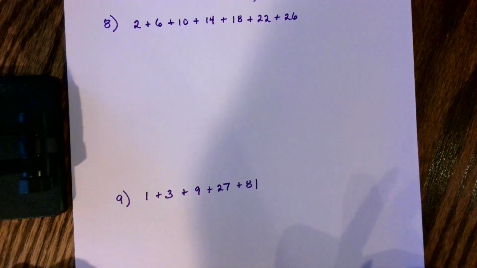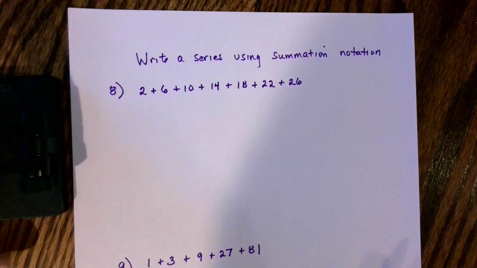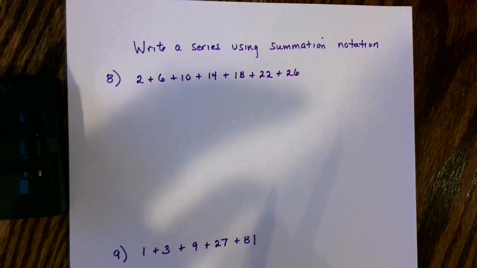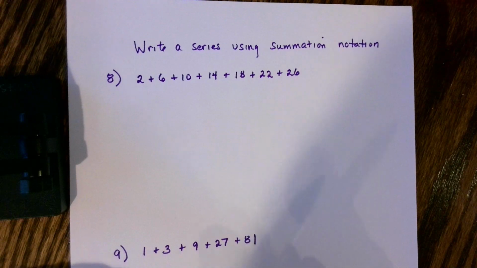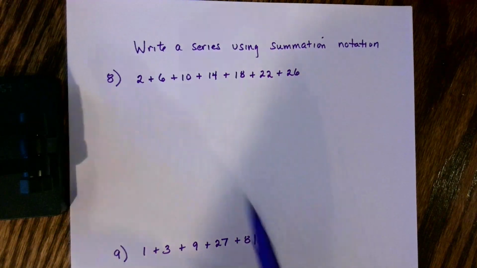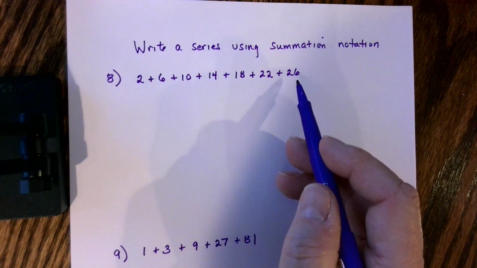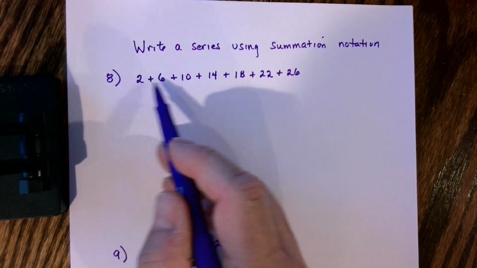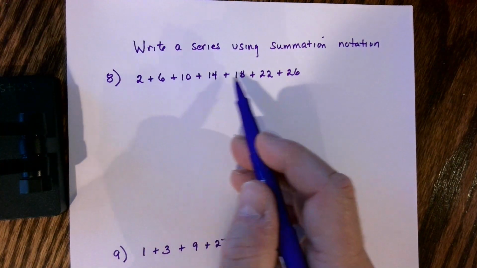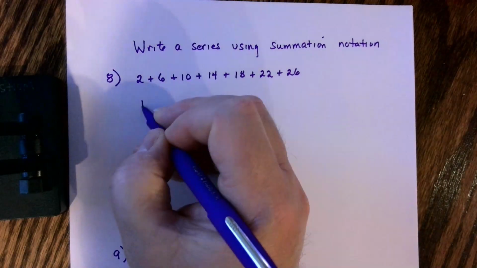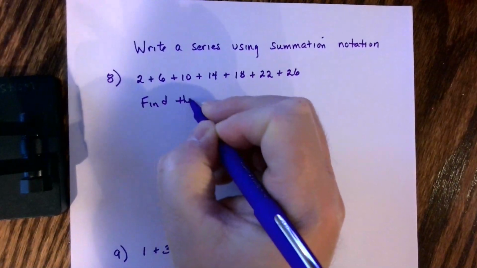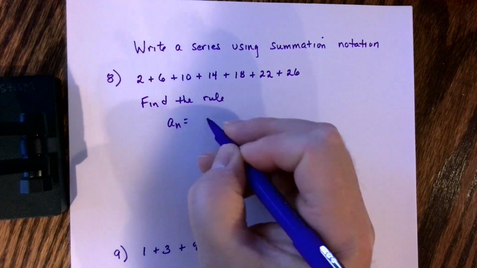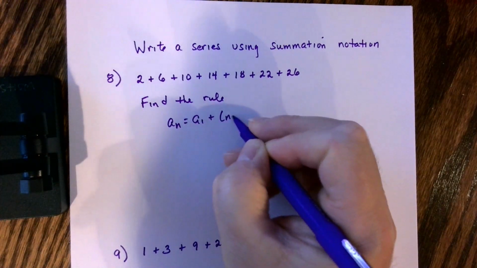So now that we know how to use summation notation, let's talk about how to write using summation notation. And you're already experts at it. All I really need to do is to write the rule. So I'm going to treat this as if this in fact is an arithmetic sequence. It is an arithmetic sequence because by inspection I'm increasing by 4. So what I want to do first is find the rule. To find the rule, I simply say a sub n is equal to the first term plus n minus 1 times d.